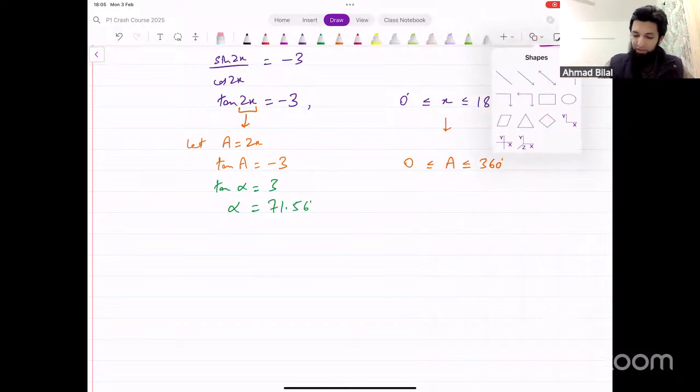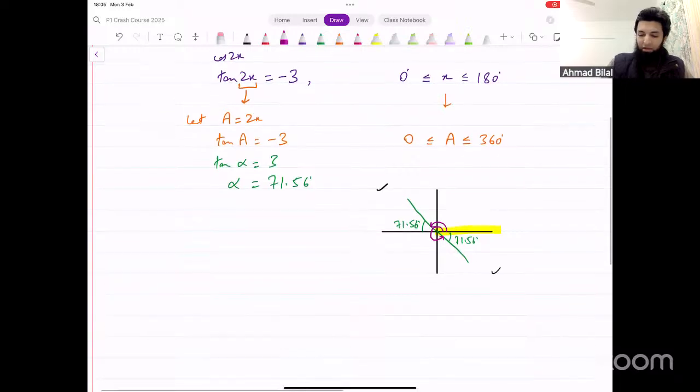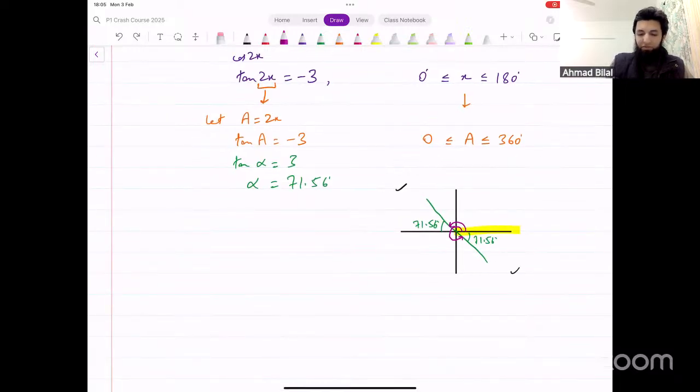Now we draw quadrants. These are the four quadrants that we have. Tan is negative. Where is tan negative? ASTC, tan is negative here or here. Second or fourth quadrants, right? Now the basic angle here could be 71.56 in the second quadrant, or it could be 71.56 in the fourth quadrant. You start measuring the angle from the positive x-axis. The first angle that you get is this, and then the next one that you get is this. These are the two angles that we have. They're both in the interval from 0 to 360.